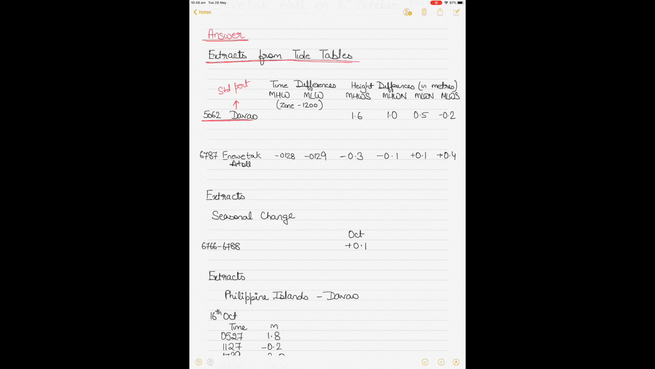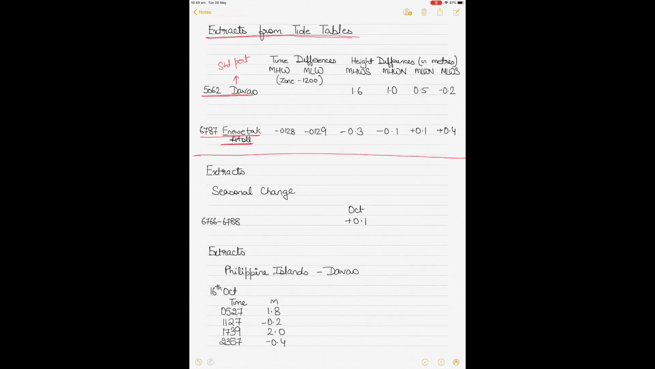So this is the standard port, and here is the secondary port. They both have a number allotted to them. Alright, so the secondary port is Enivitek atoll. So this is the first extract that we'll be using, and the second extract that I'll be using is the seasonal change extract, and the seasonal change is given for monthly, and I'll show you what that means as well in the calculation later on.